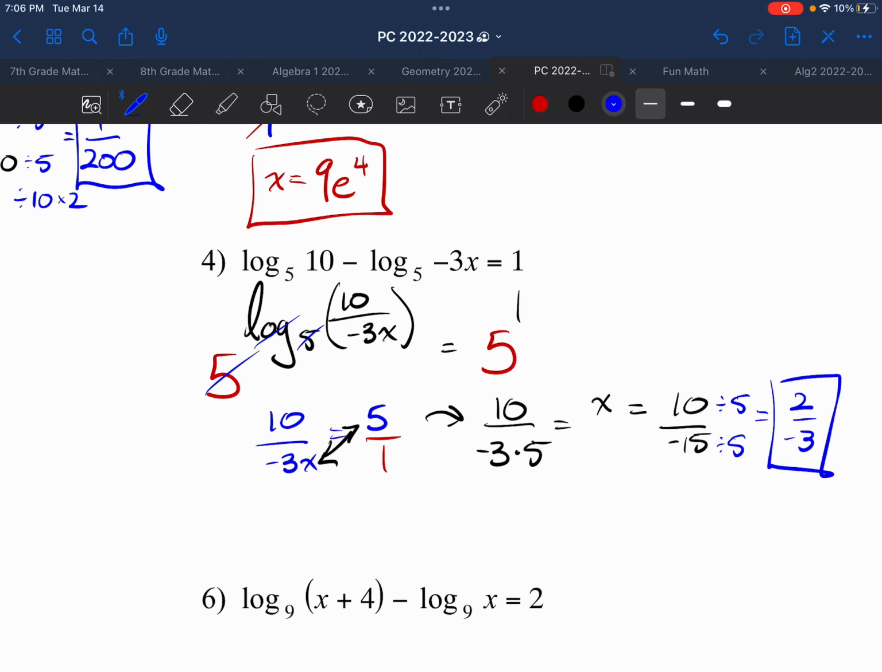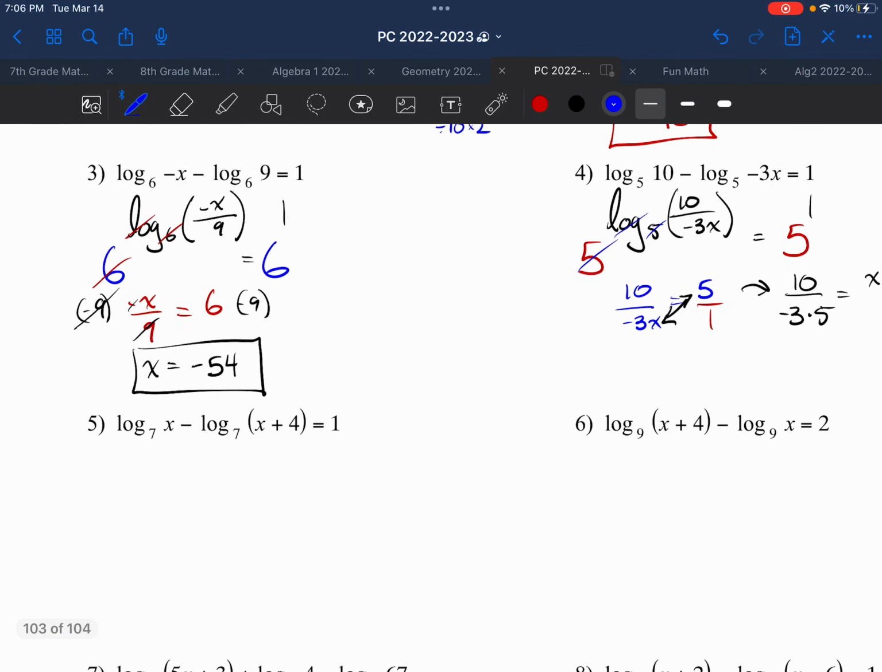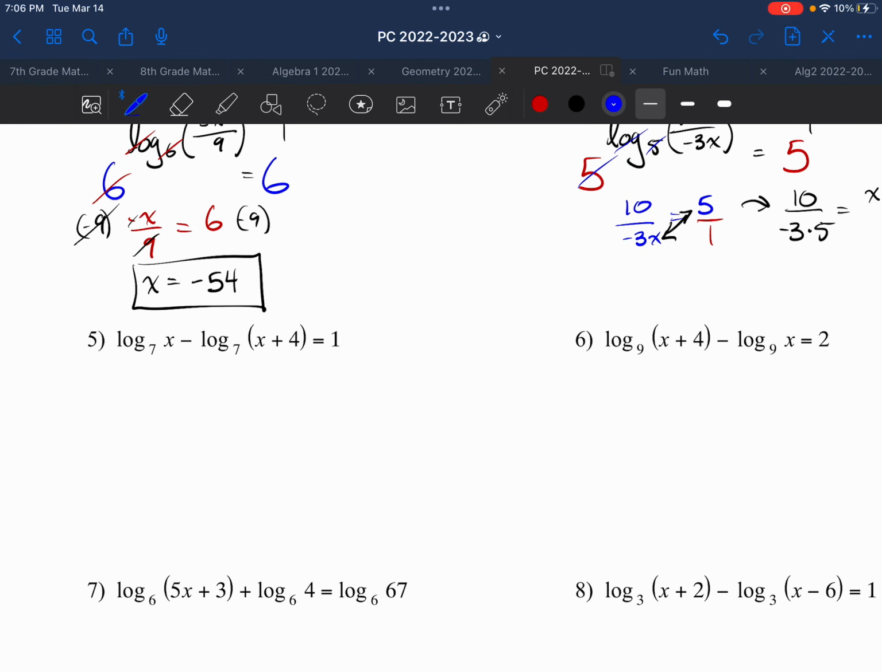So let's check. Number 4 is negative 2/3. We got it. All right. What about number 5? Again, combine it into one logarithm, so it's going to be log base 7, and yet again, subtraction means division of the insides. I'm going to change this for next year. So I'm going to have x divided by x plus 4, and that's still going to be set equal to 1. Choose the base to be the same for exponentiation.